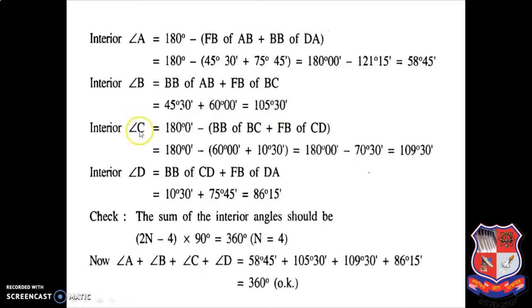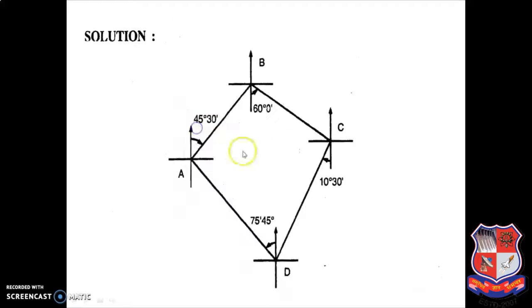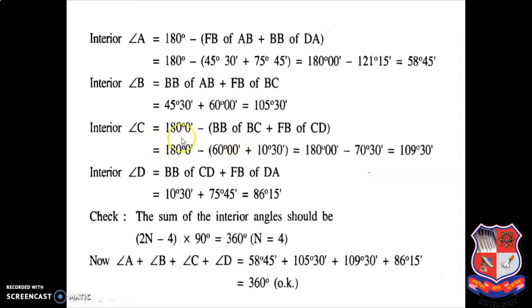Okay, same way angle C will be similar to angle A. So you can see, you know this angle. What will be this angle? If it is 60 degree, this angle will also be 60 degree as per the mathematical rules, and this total is 180 degree. So from 180 degree you just deduct this value and this value. So 180 degree minus back bearing of BC plus forebearing of CD. 180 minus 60 degree plus 10 degree 30 minutes. So you will get 180 degree minus the summation of these two, 70 degree 30 minutes, which is 109 degree 30 minutes. So this is the same process that we have done in angle A.